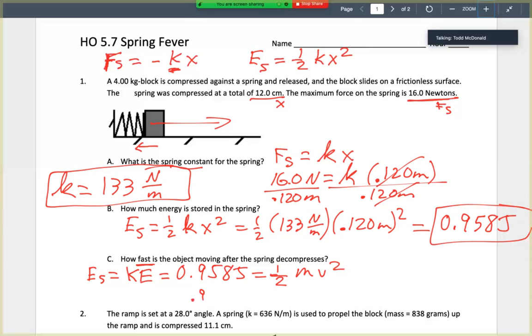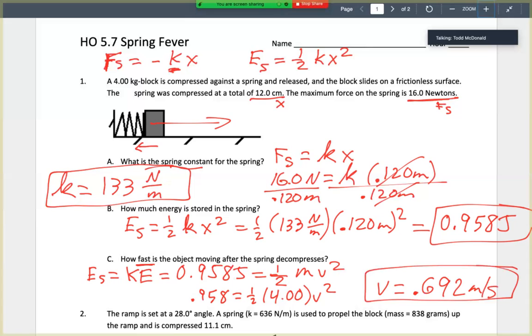So we're going to do 0.958 is equal to 1/2 times the mass, which is 4 kilograms, times v squared. We've done this several times. 1/2 of 4 is 2. So I'm going to take my 0.958 divided by 2, because that's half of 4, right? That gives me 0.479. And then I'm going to hit my square root button or go to the 0.5 power. And that's going to give me a velocity of 0.692 meters per second. That's the velocity that that object would leave the spring. Okay.